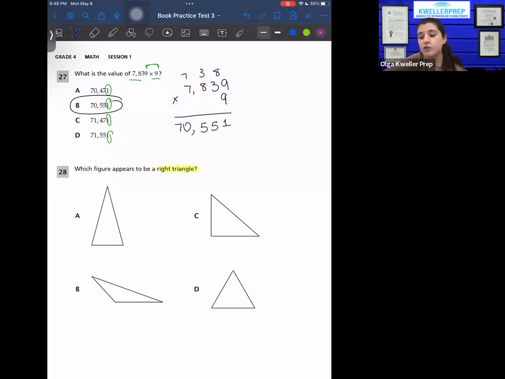Next one, right triangle. So right triangle means we have a right angle. And right angle means we have 90 degrees. So the only one that looks like there's a 90-degree angle in this case is this one, choice C. And here is where our 90-degree angle would be. What does choice D look like? What word would you use to describe choice D?